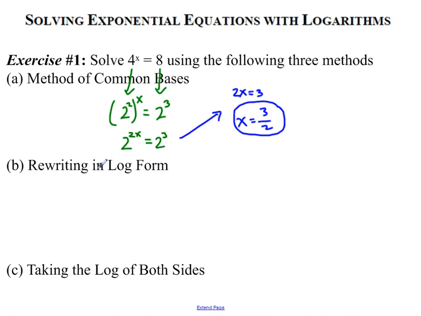The reason I bring up parts B and C, you might say, well, why would I really care to know another way? I've got my answer. Well, the reason is this. It's not always going to work out so conveniently. It's not always going to be a situation where we can rewrite in terms of the same base. So let's learn a way.